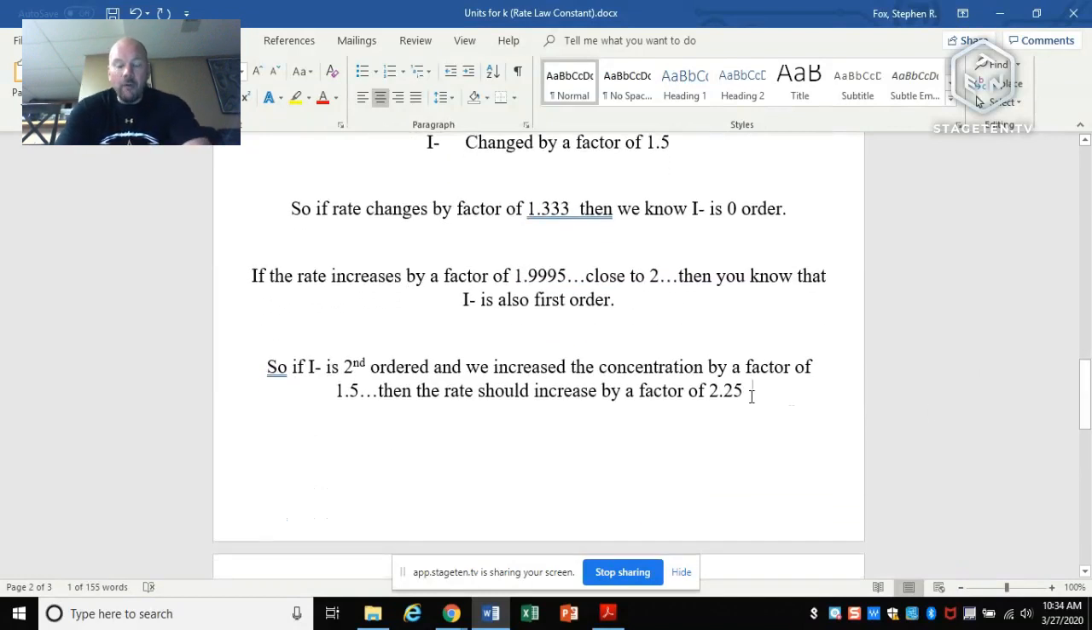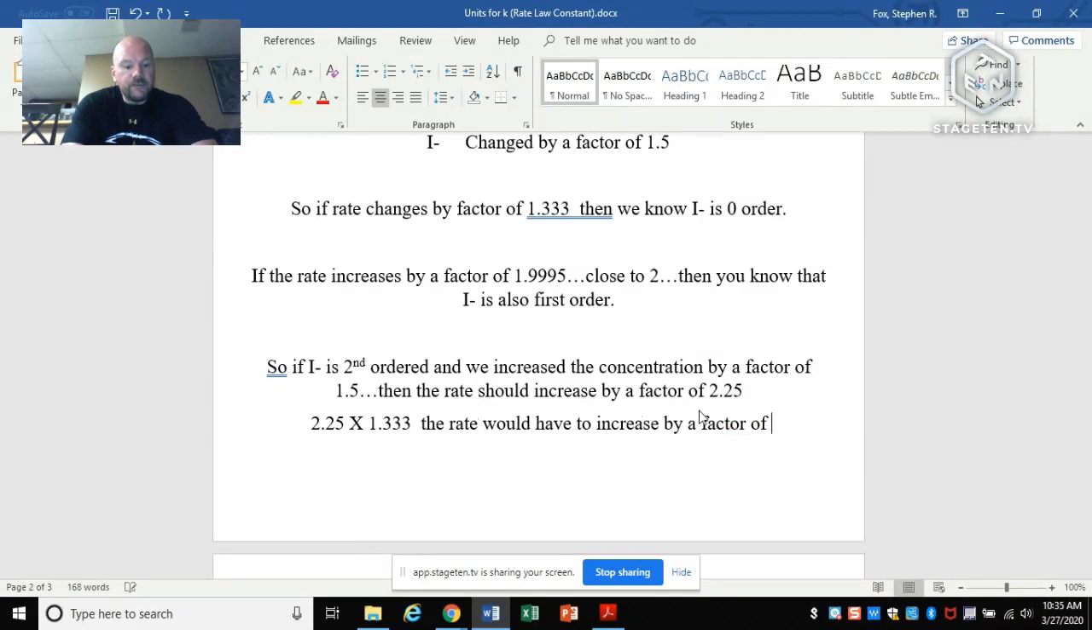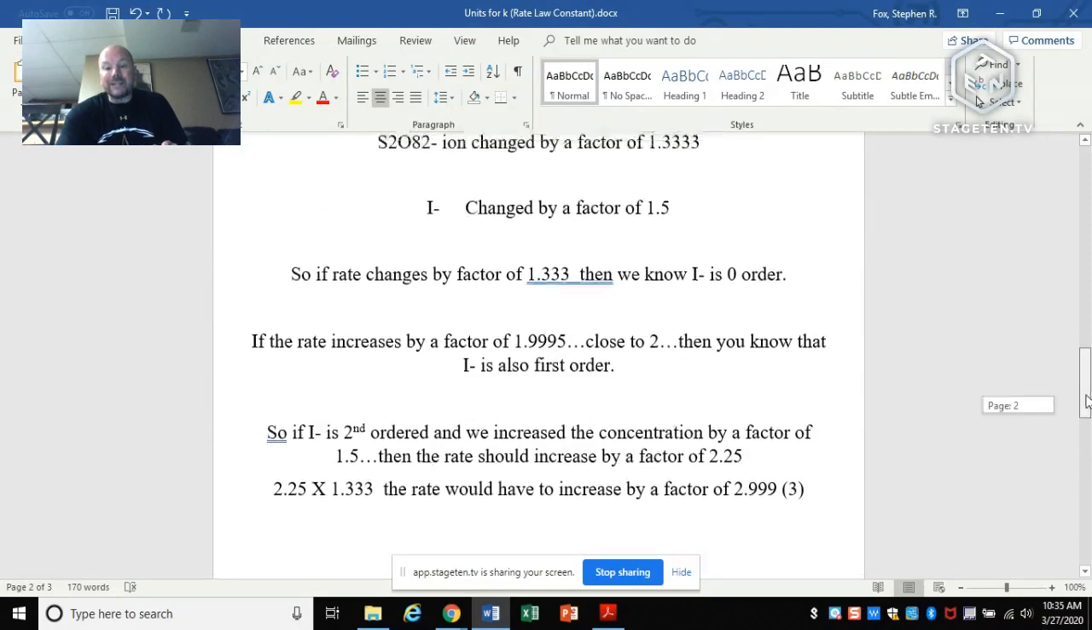So that would be what the rate does just by the change in concentration of I minus if it's second order. But then on top of that, we'd have to multiply 2.25 times 1.33, so the rate would have to increase by a factor of 2.99, so basically 3. Okay? So what did the rate do?